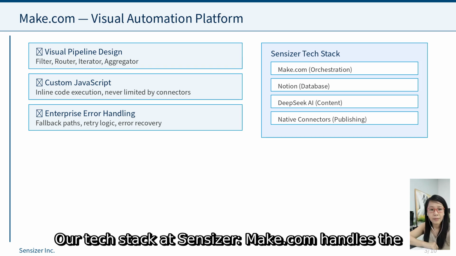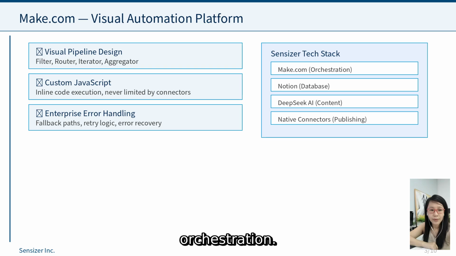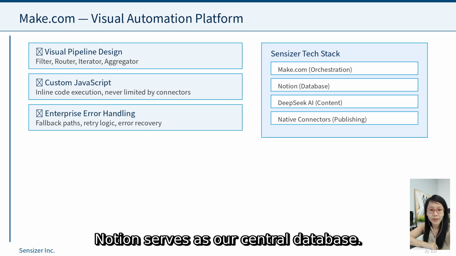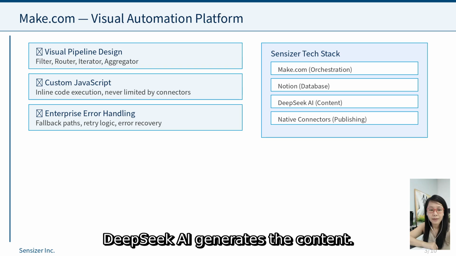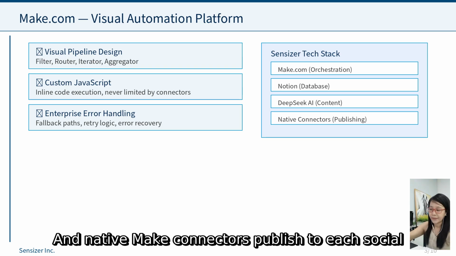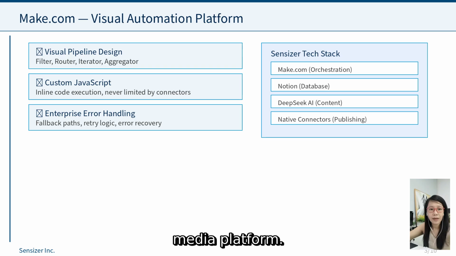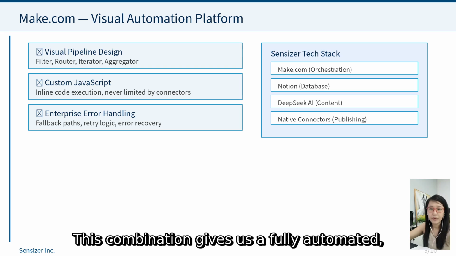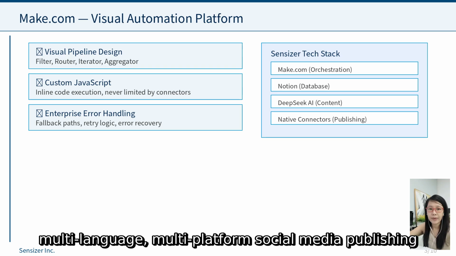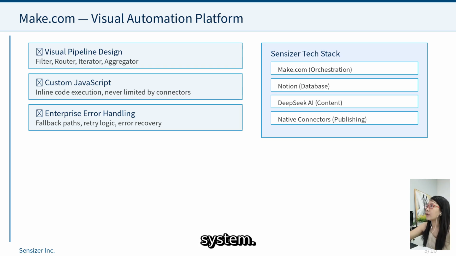Our tech stack at Sennheiser: Make.com handles the orchestration. Notion serves as our central database. DeepSeek AI generates the content. And native Make connectors publish to each social media platform. This combination gives us a fully automated, multi-language, multi-platform social media publishing system.